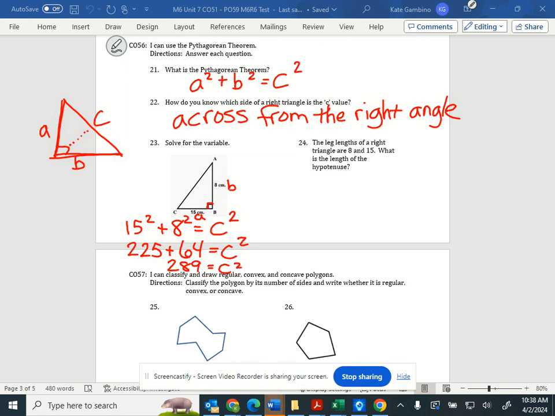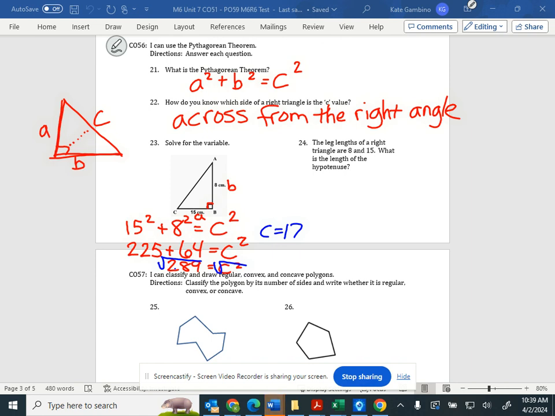Is that my final answer? No. Now, what do I have to do, Melanie? Yeah, I need to find that square root. So I had some people that were like, oh yeah, I need to do the square root. And that was their answer. You actually have to do the math. What is the square root of 289? 17. So C equals 17 because that is the square root of 289. So you have to make sure that you're doing every step.